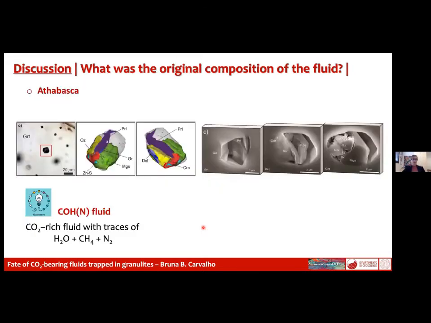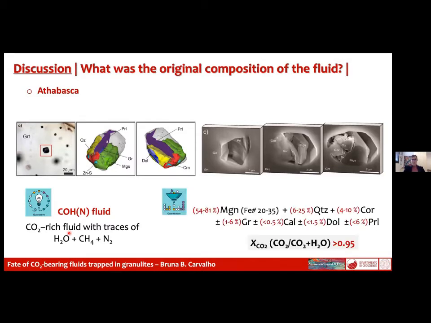So in Athabasca, when we look at the phases, we think we can say that this inclusion had a COHN fluid, and as I already said, the fluid had a CO2-rich composition, but contained methane and nitrogen. And also the presence of pyrophyllite indicates that this fluid had also some H2O. A more quantitative estimate indicated an XCO2 of 0.95.